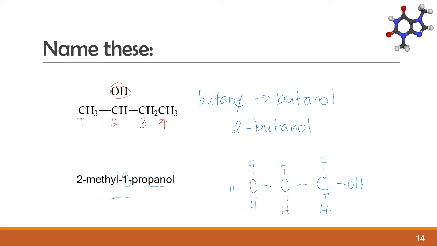Then we draw the substituent, which is methyl. Methyl is attached to carbon 2. So this is carbon 2. We can attach methyl up here or down here. Methyl is CH3. So we can draw here CH3. So this is the structure for 2-methyl-1-propanol.